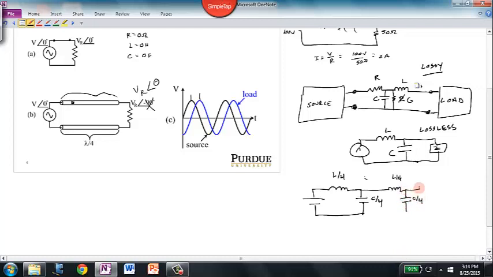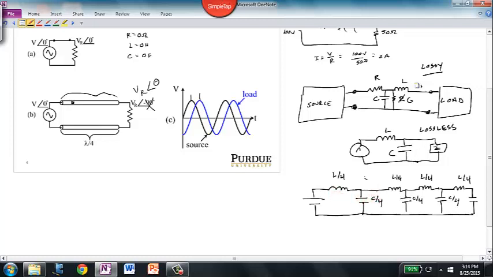C over 4, L over 4, C over 4, L over 4, and I think you get the picture. A final C over 4. So this might be a better model.